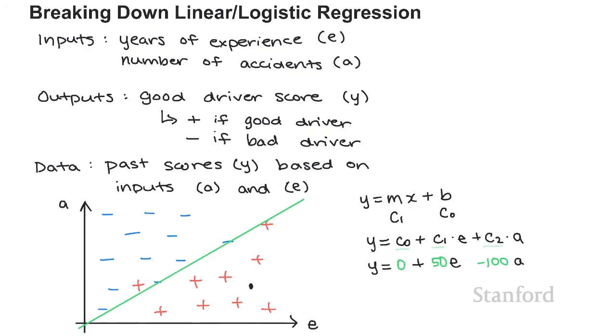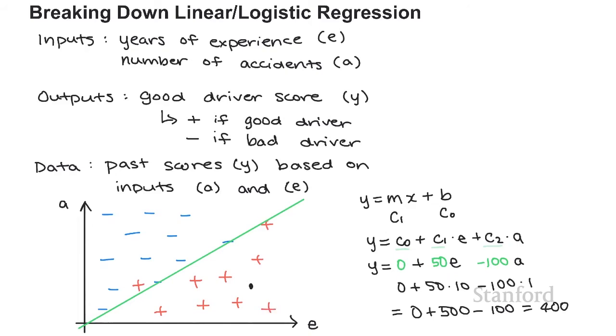So let's check how well this model fits the data that we trained it on. So let's look at this point over here, which corresponded to a driver who had 10 years of experience and 1 accident. So E would be 10 and A would be 1. And so plugging that into the formula that we have, we would get 0 plus 50 times 10 minus 100 times 1, which is equal to 0 plus 500 minus 100, which is equal to 400. And that fits our model because 400 is positive and this point was positive as well.